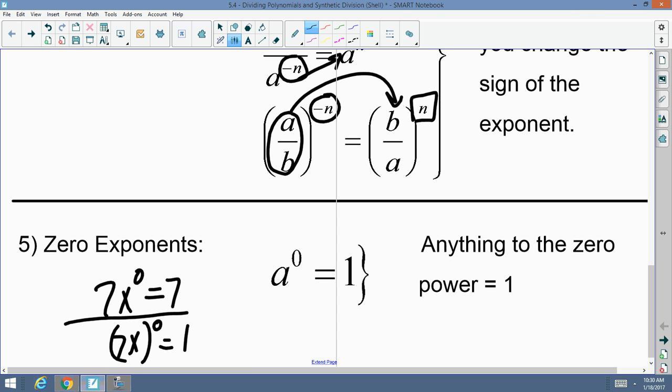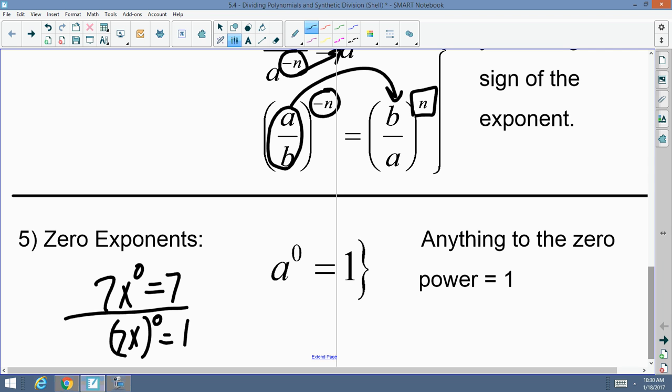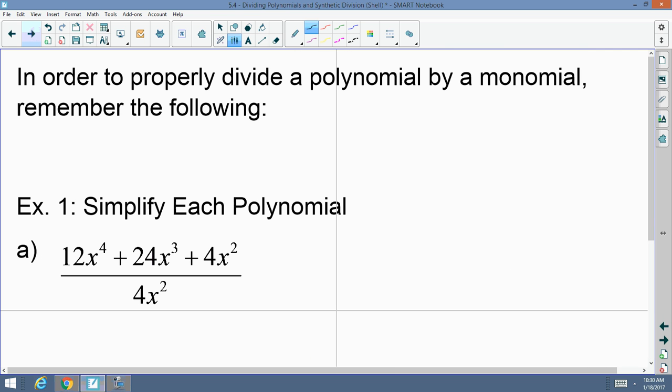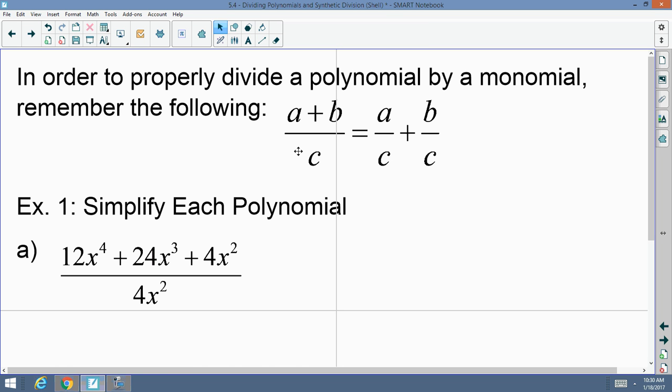Okay. So, in a nutshell, those are the rules of exponents. Now, let's go on to division. In order to properly divide a polynomial by a monomial, remember the following, guys. If I have a plus b over c, that really equals a over c plus b over c. When I divide a polynomial by a monomial, I have to divide that to every single term of the numerator's polynomial. It's basically the distributive property, but of division.